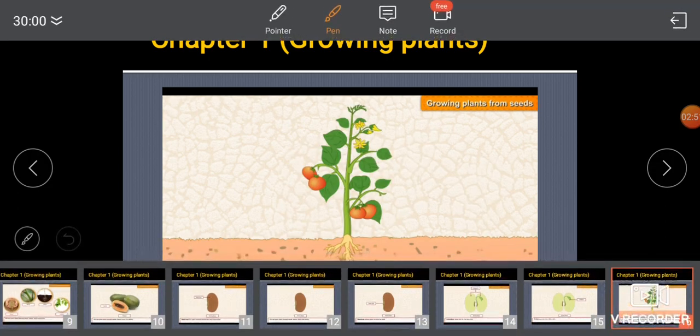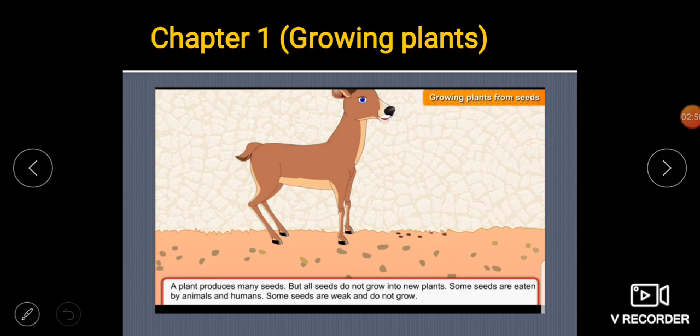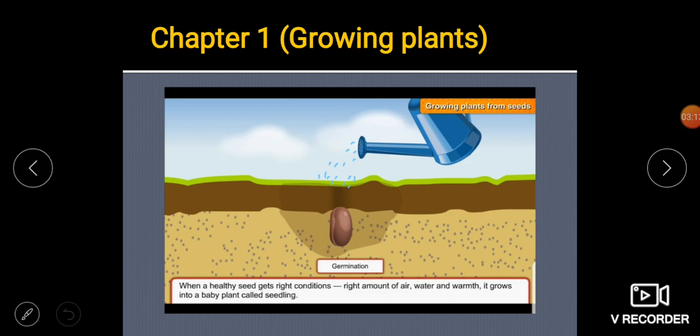A plant produces many seeds, but all the seeds do not grow into new plants because some seeds are eaten by animals and humans, and some seeds are destroyed by wind or rain. Some seeds do not get the proper conditions which are required for their growth. And what are these conditions? These are the right amount of air, water, and warmth.